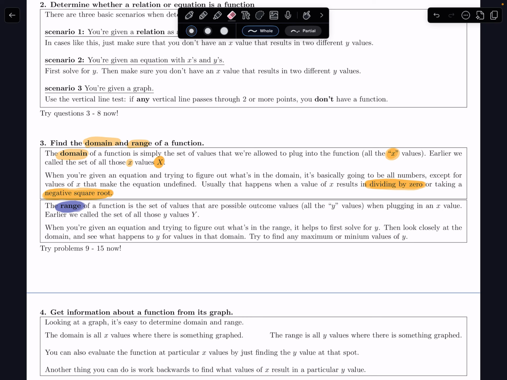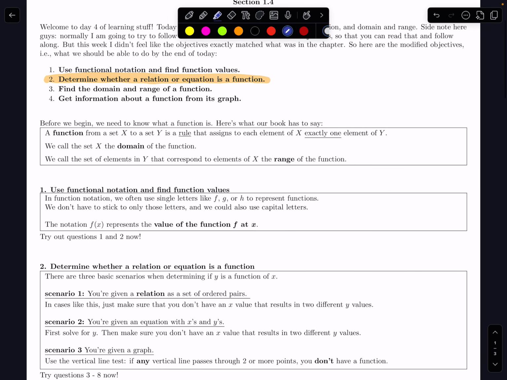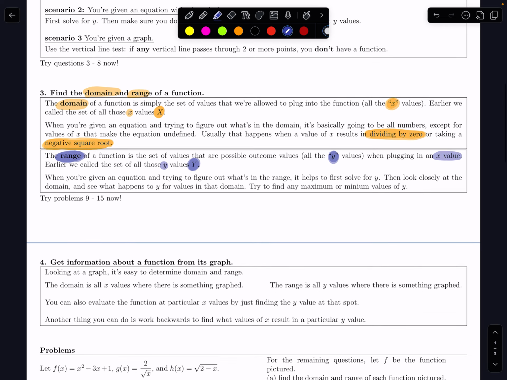The range of a function is the set of values that are possible outcomes. In other words, all the y values. Again, we're going with convention here, using y. When you plug in an x value that's in the domain, to be more specific, we call the set of all those little y values capital Y. That's what we called it earlier, anyways, in the page up here. You remember that up here?